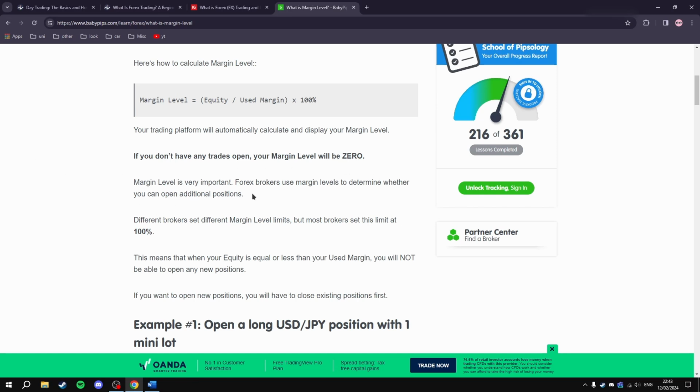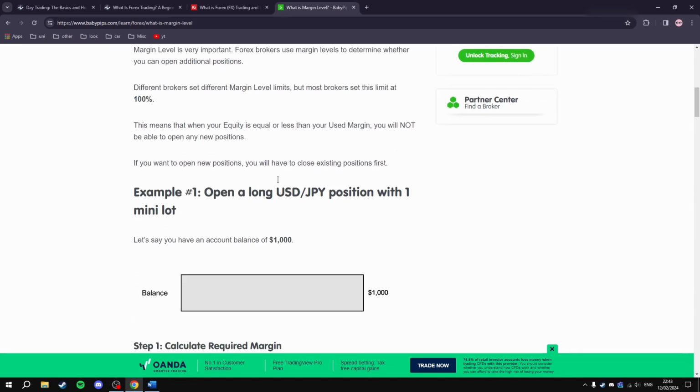Margin level is very important. Forex brokers use margin levels to determine whether you can open additional positions. Different brokers set different margin level limits, and most brokers set this limit at 100%. This means that when your equity is equal to or less than your used margin, you will not be able to open any new positions. If you want to open new positions, you will have to close existing positions first.